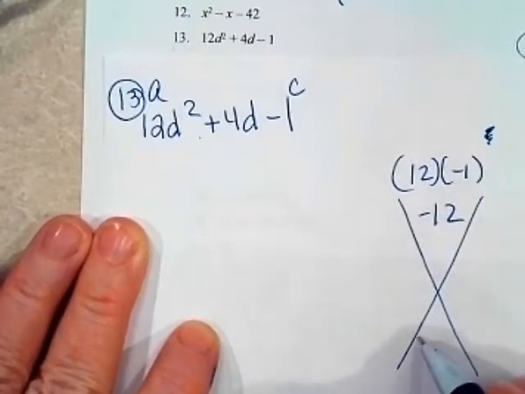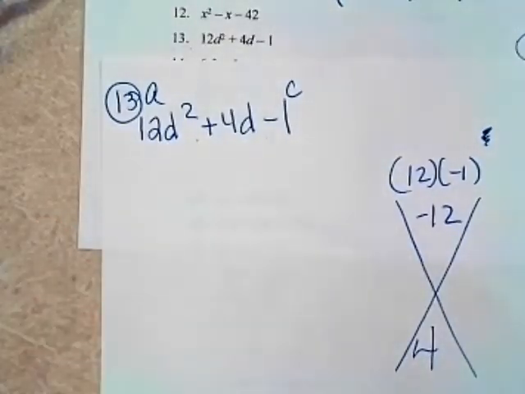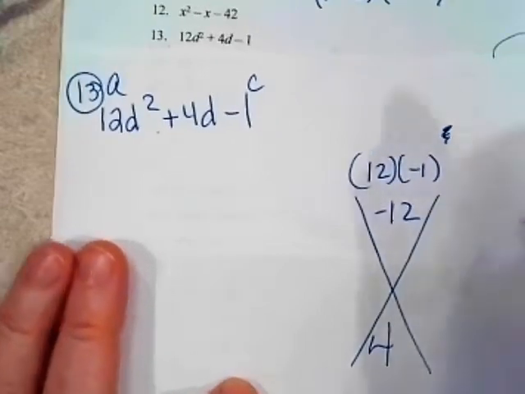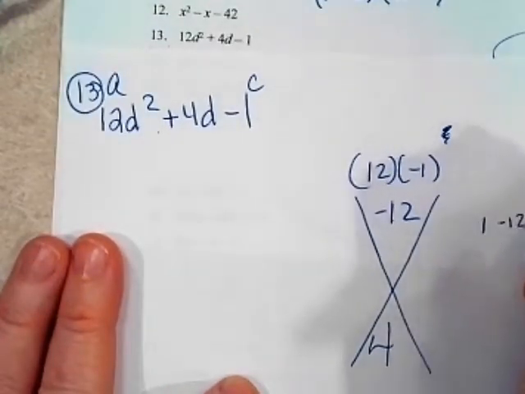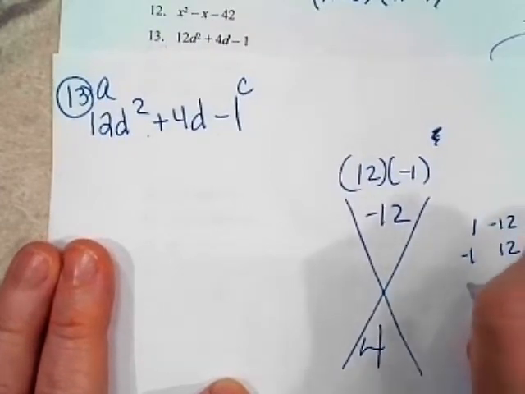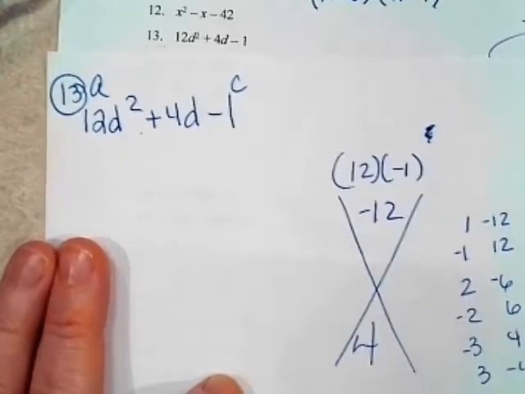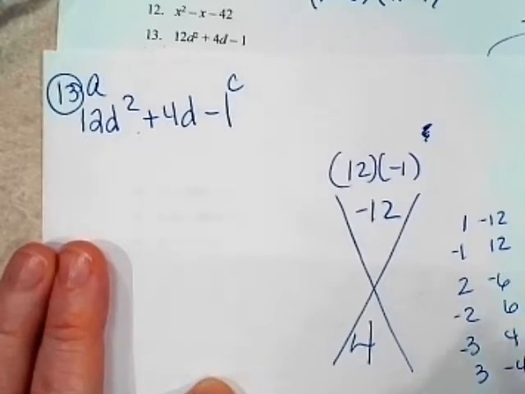And I want to add something. When I add them together, I want it to get 4. So I need numbers that are going to multiply and give me negative 12, but are going to add together and give me 4. So the factors of negative 12 are 1 and negative 12, negative 1 and 12, 2 and 6, negative 2 and 6, that way, 3 and 4, which pair will give me 4 when I combine them.